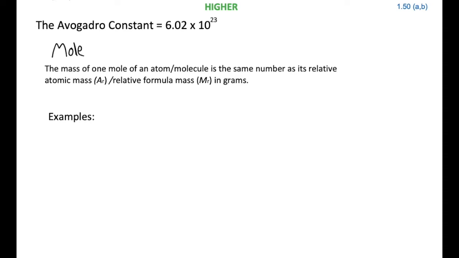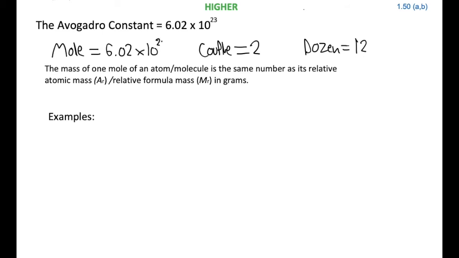Now the mole is just a word which represents a number. In this case, this number, the Avogadro's constant. So we know that if we say a couple, we mean 2. We know that if we say a dozen, we mean 12. It's the same concept. If we say we have a mole of something, what we mean is we have 6.02 times 10 to the power of 23 of it.